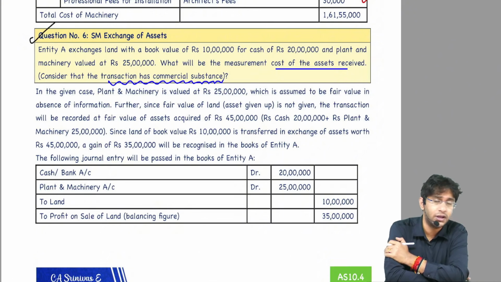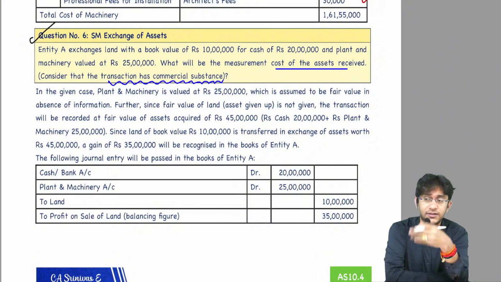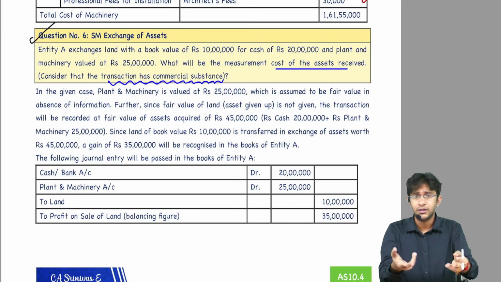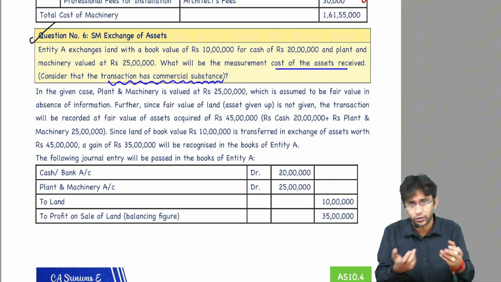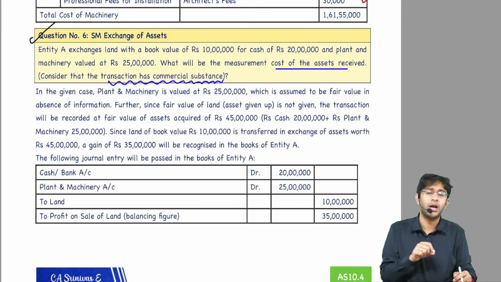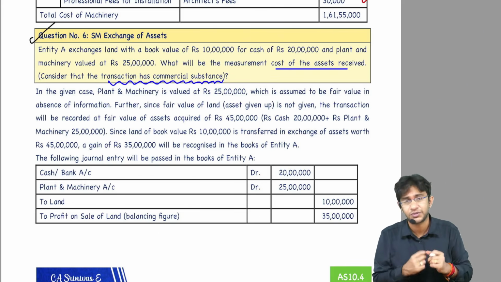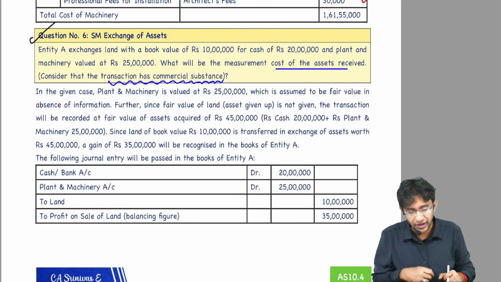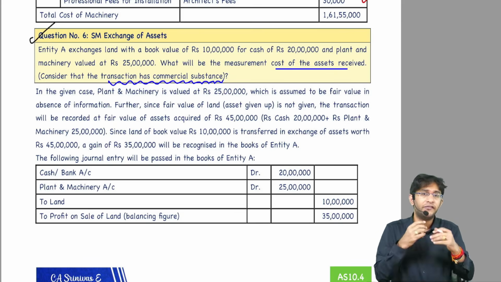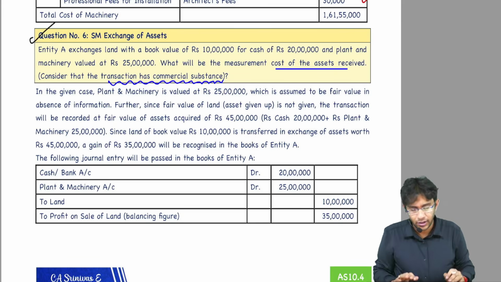Absolutely dissimilar assets. Even if the question does not say specifically that the transaction has commercial substance, you have to assume that the transaction has commercial substance. Now that the transaction has a commercial substance, the incoming asset must be recognized at fair value. Now, fair value of what? First preference: fair value of assets given up. What am I giving up?